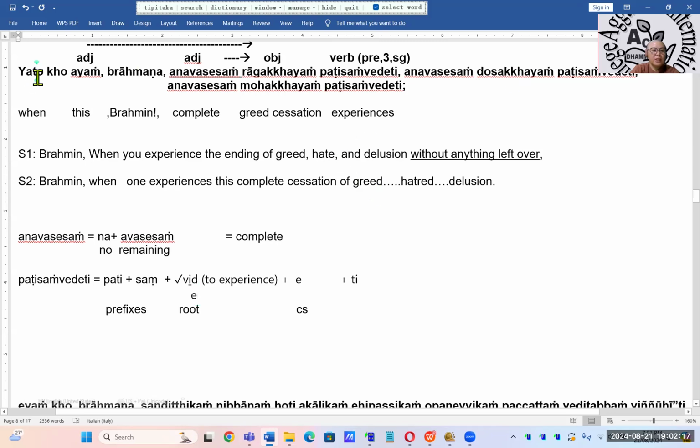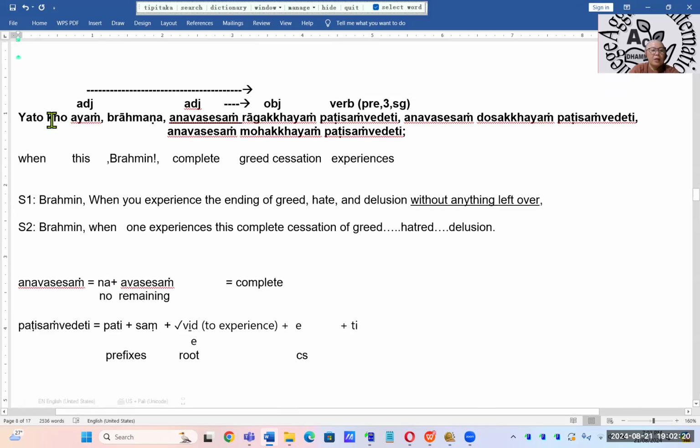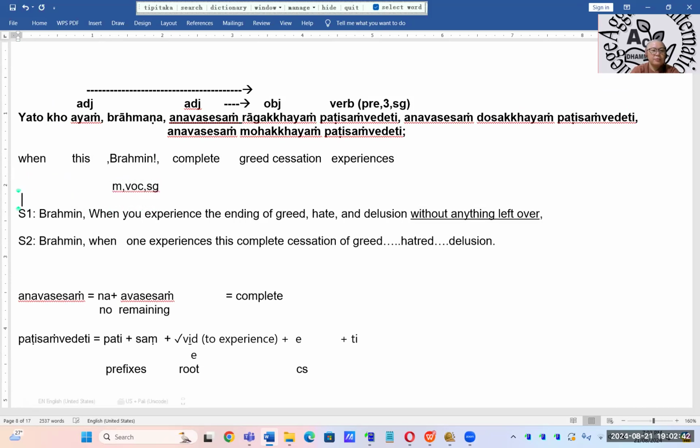So yato we translate as when. Yato ko. So ko, if you want to put a meaning, you can say indeed, but I think there's no need. So far the translation looks quite fine to me. Yato ko ayam brahmana. All right, brahmana, it's a vocative case here. So you should all put masculine, vocative, singular. Now, anavasesam raga kayam. Okay, now we know it's an object. So to know what the gender is, people ask how you know the gender. You just go and do a search.